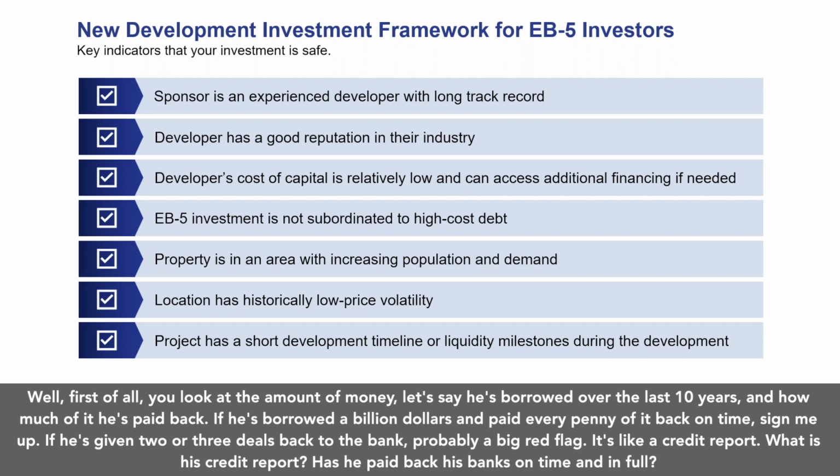Well, first of all, you look at the amount of money, let's say, he's borrowed over the last 10 years and how much of it he's paid back. If he's borrowed $1 billion and paid every penny of it back on time, sign me up. If he's given 2 or 3 deals back to the bank, probably a big red flag. I mean, it's like a credit report. What is his credit report?